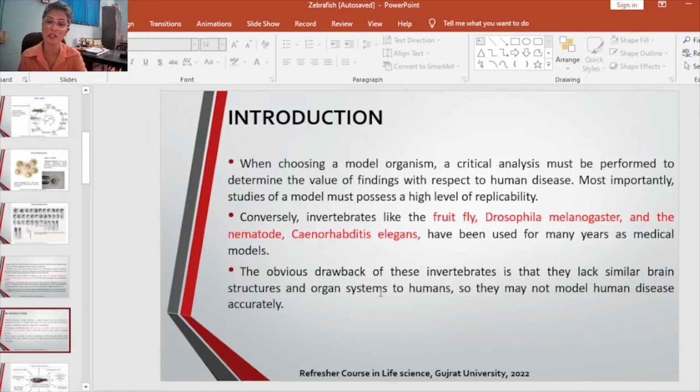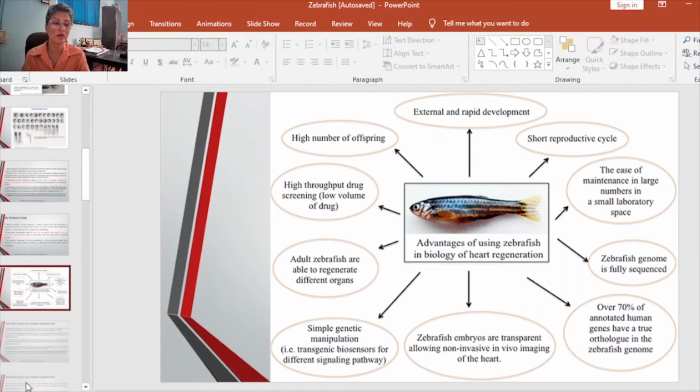But the obvious drawback of these invertebrates is that they lack similar brain structure and organ systems to humans, because they are totally different phyla and they don't have similar system-level organization and the same systems and organs as humans, so they may not model human disease accurately. So we are shifting towards the zebrafish.